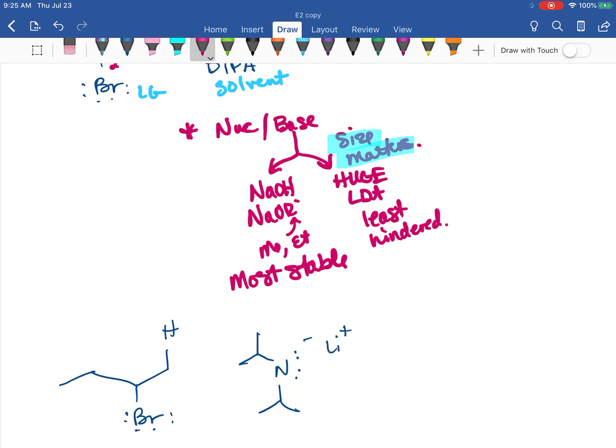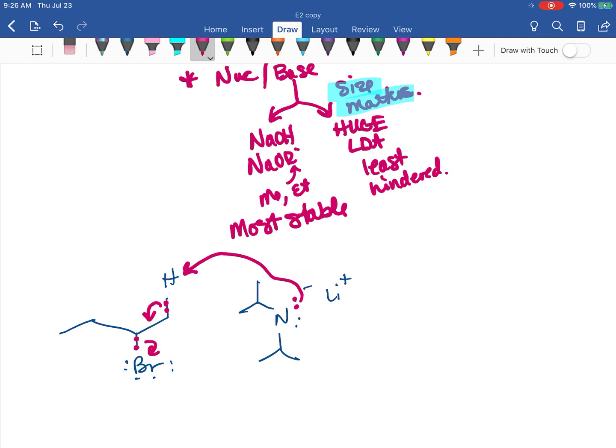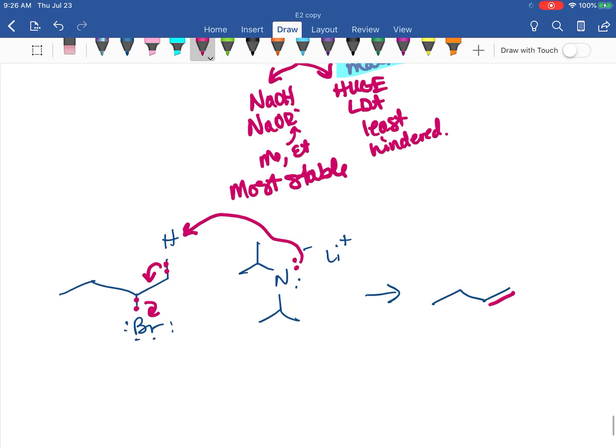Okay, so then let's take that base and we are going to react right there at our beta hydrogen. These electrons swing down and we lose our leaving group. And our E2 happens all at once in a nice flow, just like that. And now we just made this alkene. Oh, that came out fluffy. Okay, we just made this alkene.